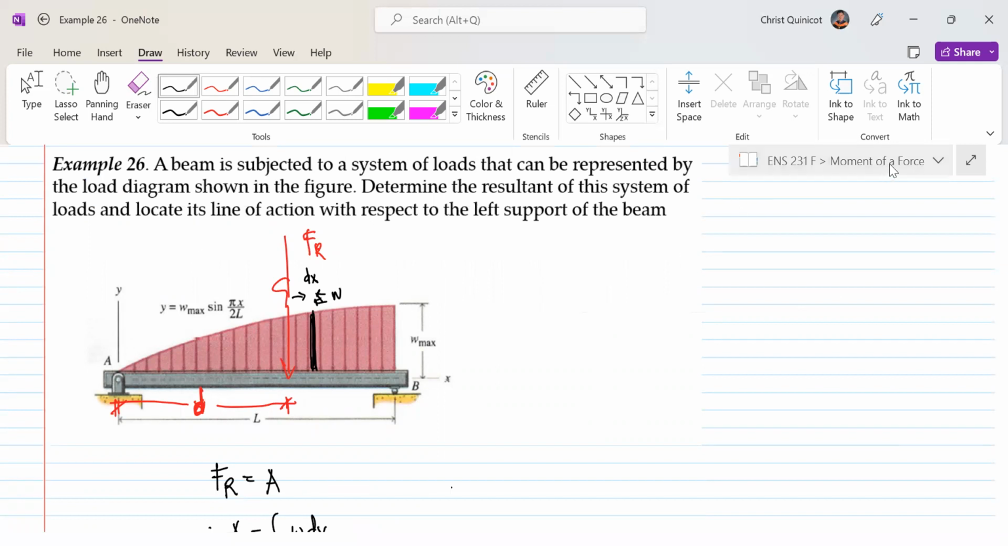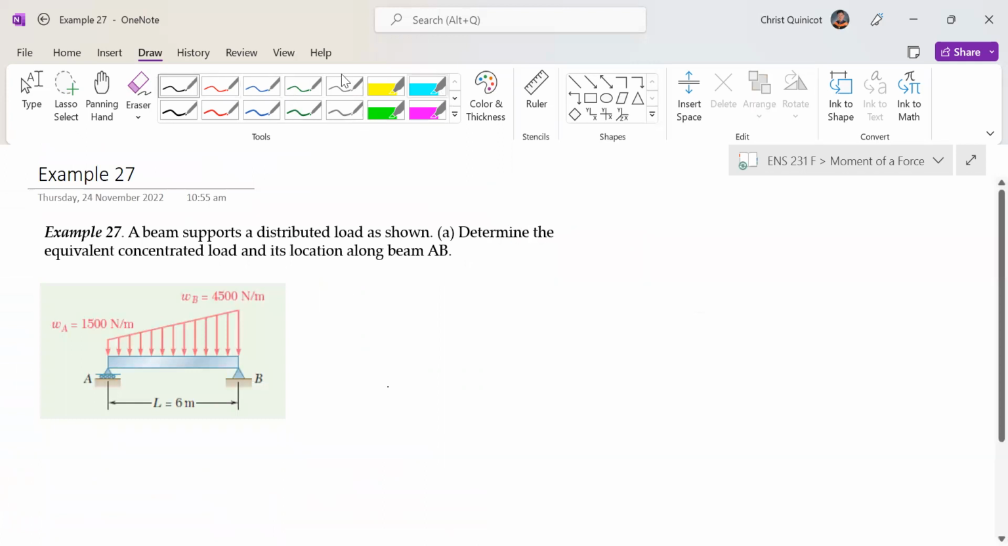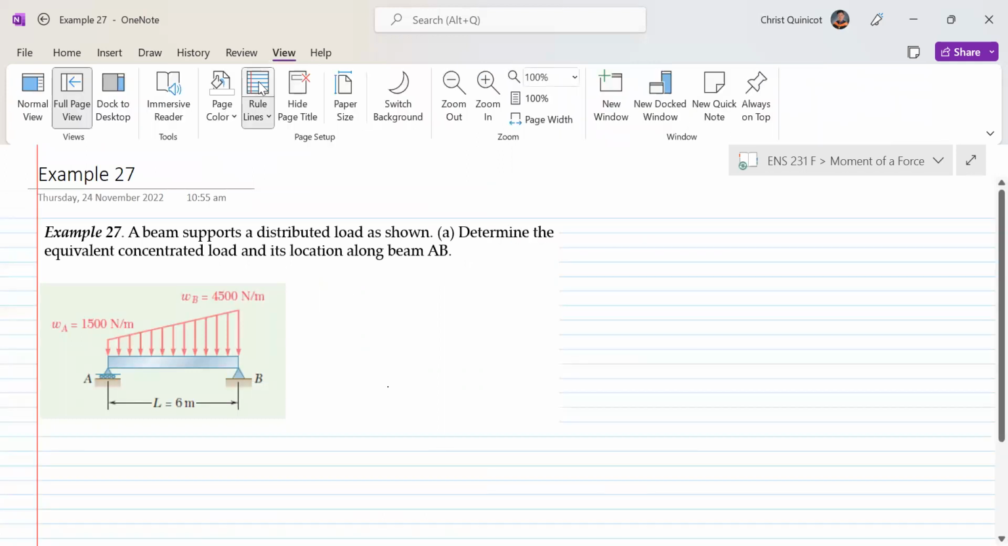Okay, for example 27, I will give this to you guys to solve. We'll just use the technique that we have for example 23, I believe. Yeah, 23. You can have two options for this one. You will have two shapes, a rectangle and a triangle, or if you want, you can have both triangles.